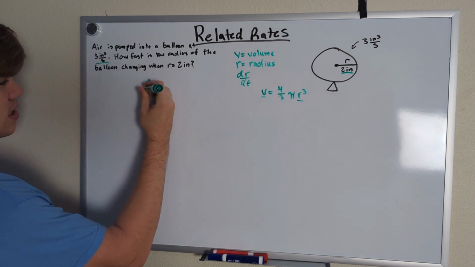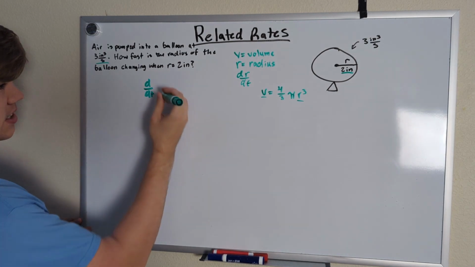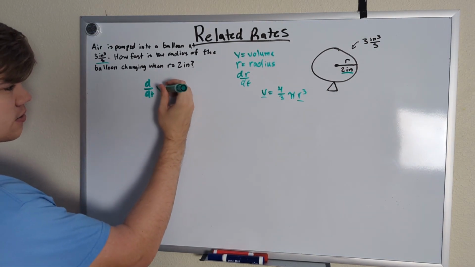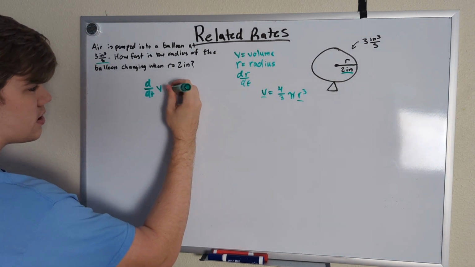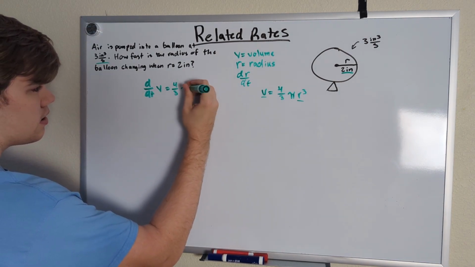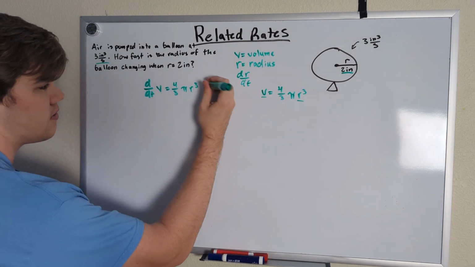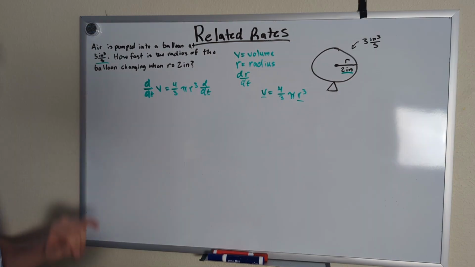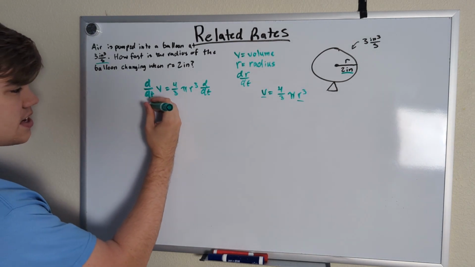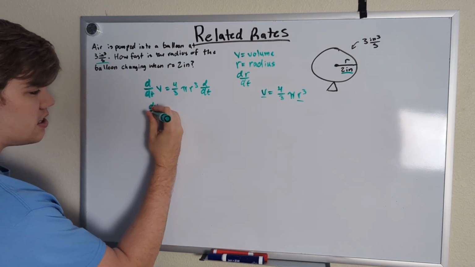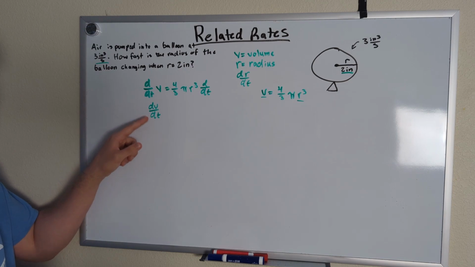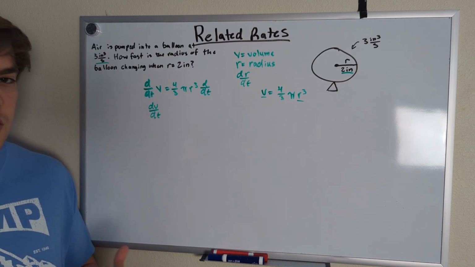So we're looking for d/dt, aka the derivative with respect to time, of V, our volume, and that all equals 4/3 pi radius cubed. And since we're finding the derivative of this side, we also need to find the derivative of this side. So to simplify this down, the derivative of V is just dV/dt, which represents the change in volume with respect to time.